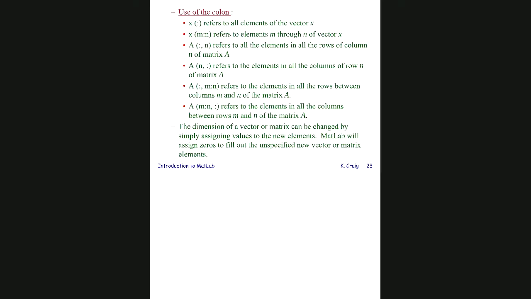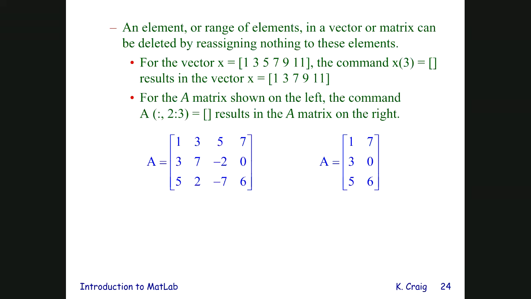So you can change the dimensions of matrices or vectors by assigning new elements. You can delete the elements. For example, if you say x of 3 is equal to empty brackets, that means an empty set, an empty number. This means delete the third element of x. In this case, x becomes 1, 3, 5 is deleted, 7, 9, 11.